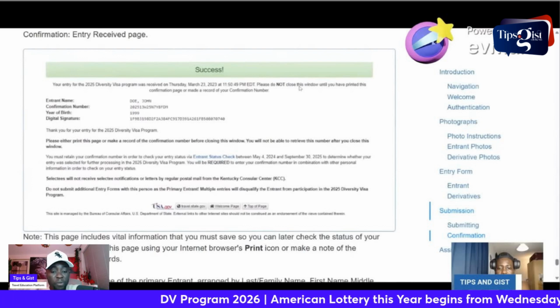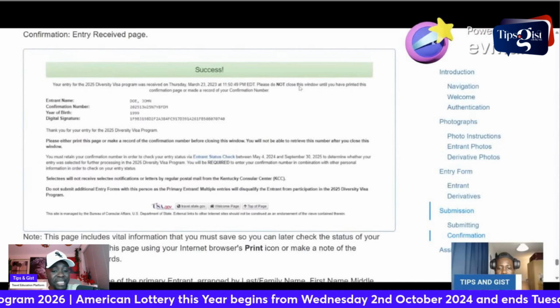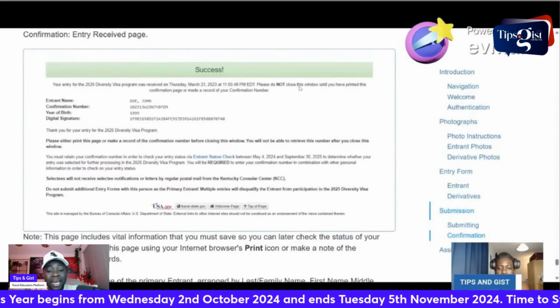Don't write it, because if you are writing the zeros and the O's, the 1 and the I, they are similar. You might make a mistake. So take a screenshot so that somebody with a technical eye can assist you.